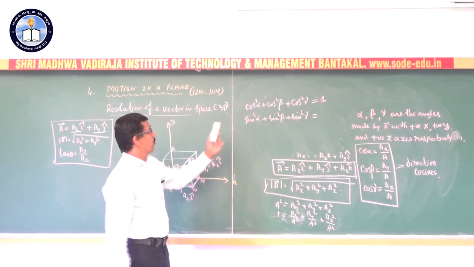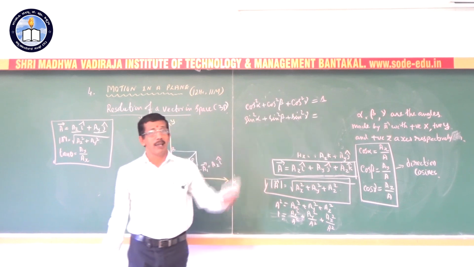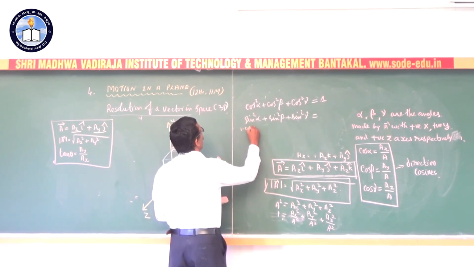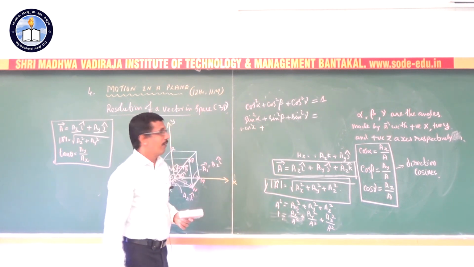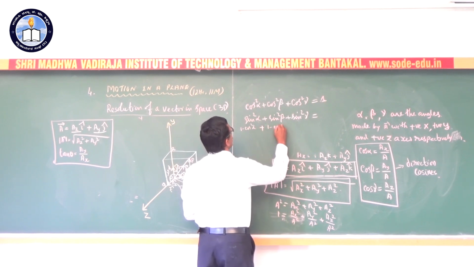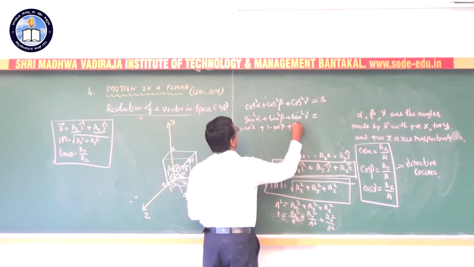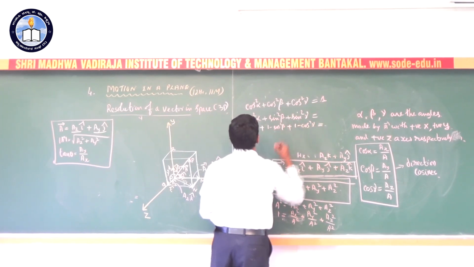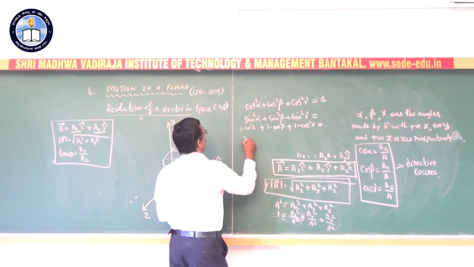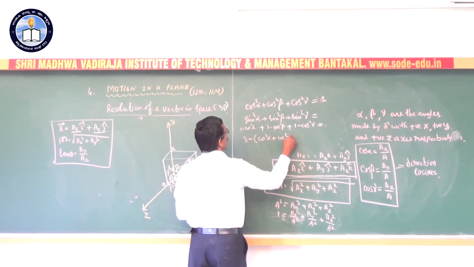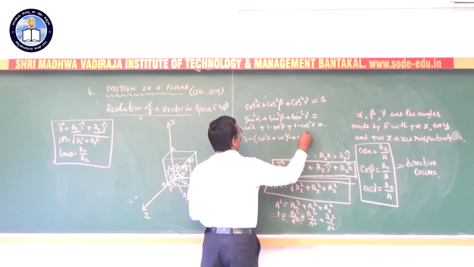What is the value of sin square alpha plus sin square beta plus sin square gamma? We know sin square alpha is nothing but 1 minus cos square alpha, a trigonometric identity. What is sin square beta? 1 minus cos square beta. And 1 minus cos square gamma. So it is equal to 3 minus cos square alpha plus cos square beta plus cos square gamma.